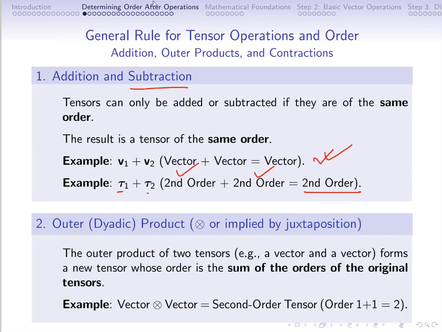Now the outer direct product, or implied by juxtaposition. The outer product of two tensors, a vector and a vector, forms a new tensor whose order is the sum of the orders of the original tensors. So vector into vector, your vector dyadic vector, is a second order tensor, so order 1 plus 1, that is 2.